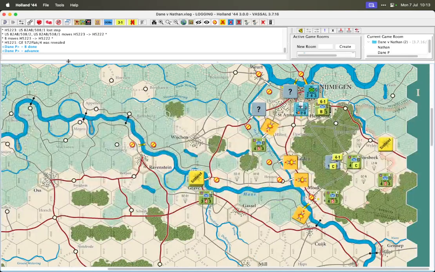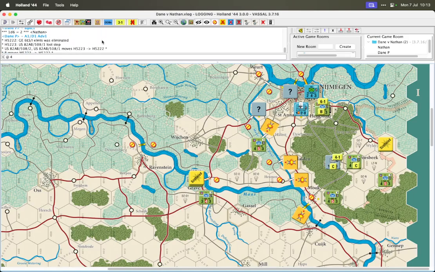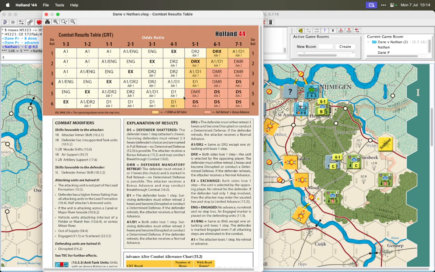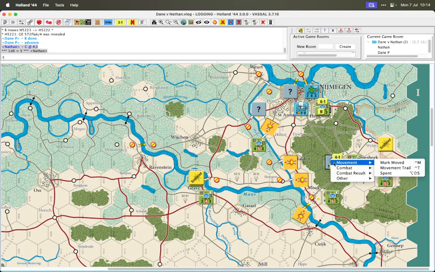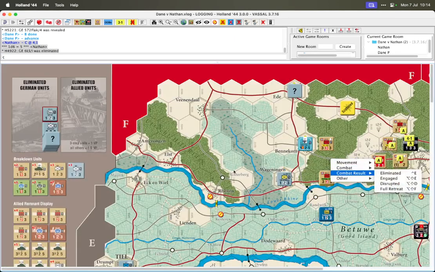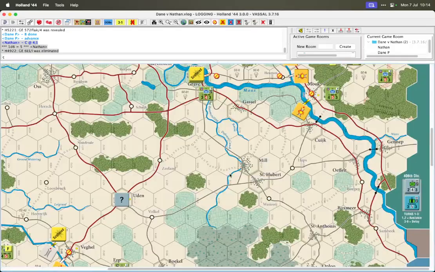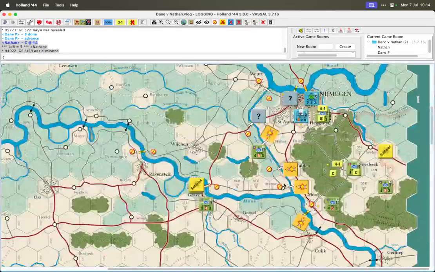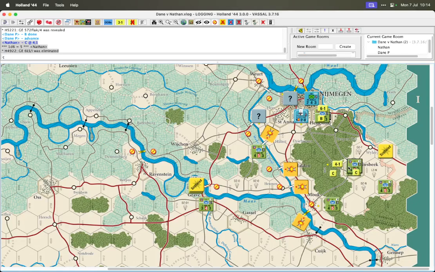All right. Combat C, 4-1. Okay. So C at 4-1. There you go. So D1, advance 1. Okay. And that's only a 1-step unit, so I'm dead. And you take no loss. You get a regular 1-hex advance. And it doesn't really matter where you go.